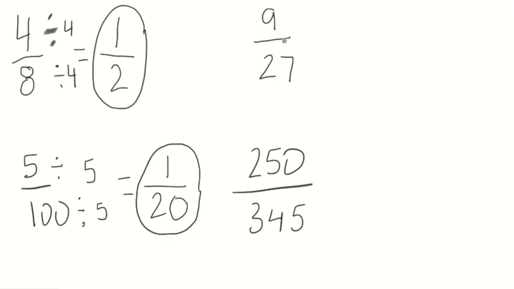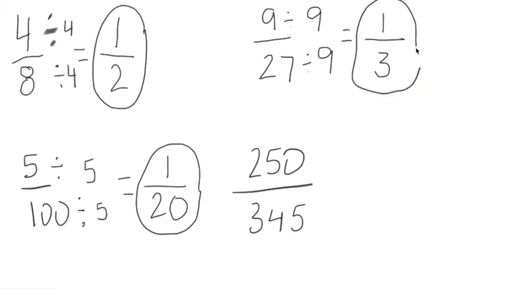Okay, what about 9 over 27? What can I divide both of these numbers by? 9. What is 9 divided by 9? 1. 27 divided by 9 is 3. There's a 1 in the numerator again, so I know for sure it's in its lowest form.